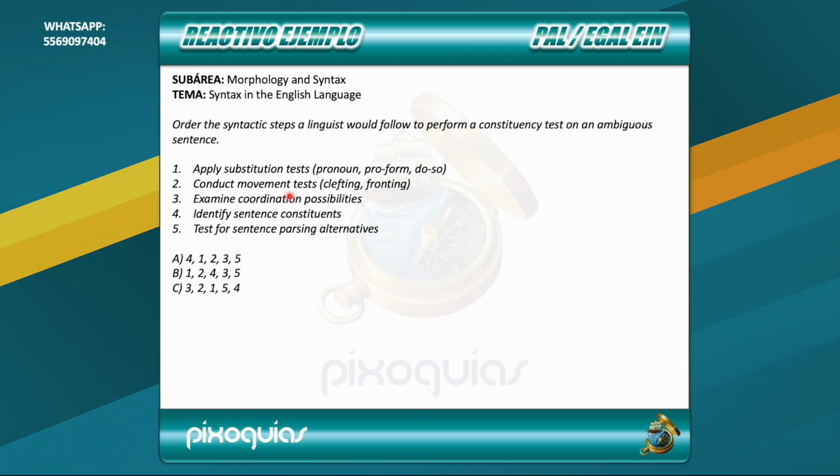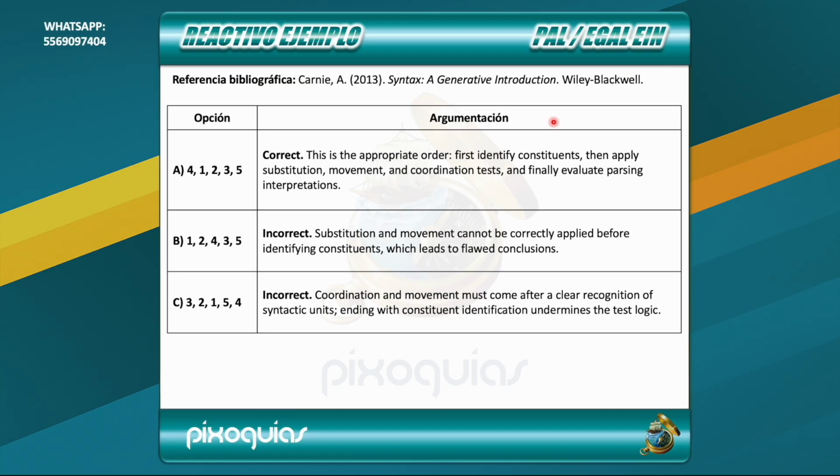1. Apply substitution test like pronoun, proform, or do so. 2. Conduct movement tests like left-dislocation and fronting. 3. Examine coordination possibilities. And finally 5. Test for sentence parsing alternatives. This sequence is correct because this is the appropriate order. First, identify constituents, then apply substitution, movement, and coordination tests, and finally evaluate parsing interpretations.